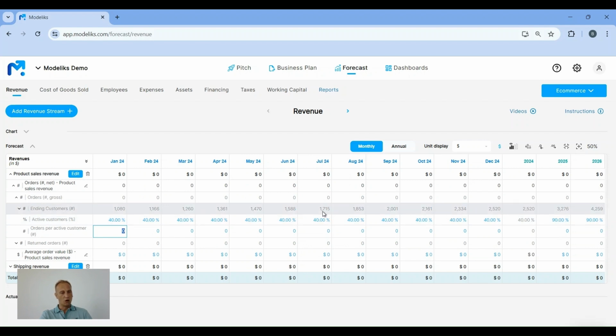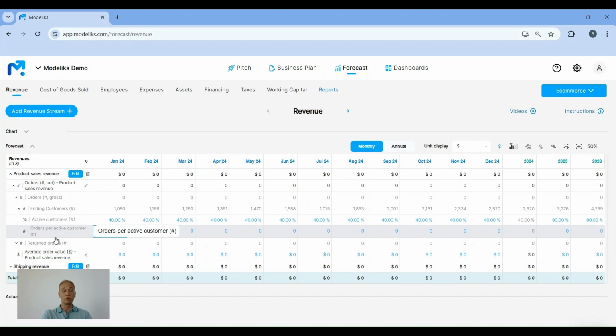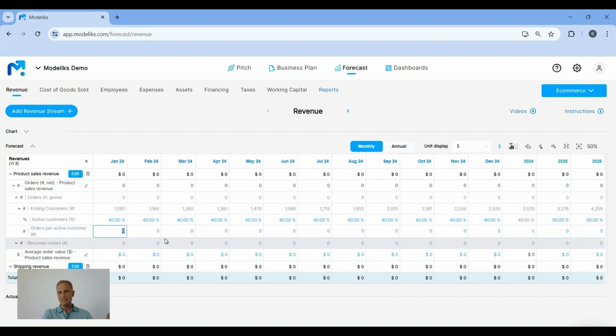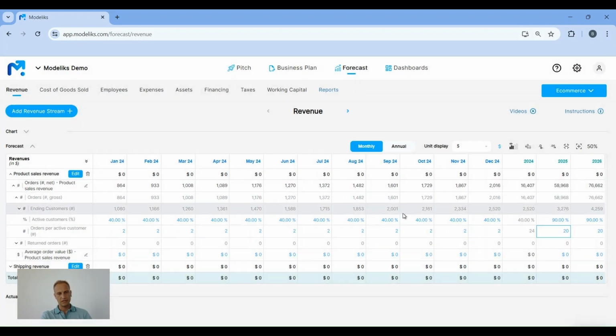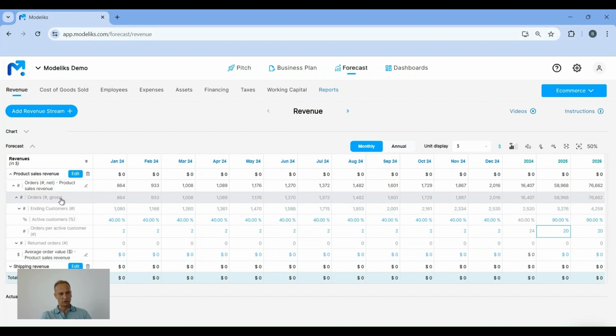Okay. Now, the last input is the number of orders per active customer. On a monthly basis, let's say from those that are active customers that actually buy our products, they buy our product on average 2 times. And then on annual basis, from the 90% of customers which are actually active customers, let's say that they buy our products on average about 20 times. Now, with these inputs, we have calculated the total number of gross orders.